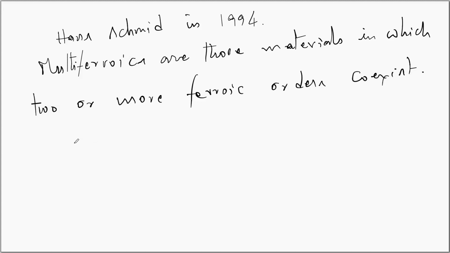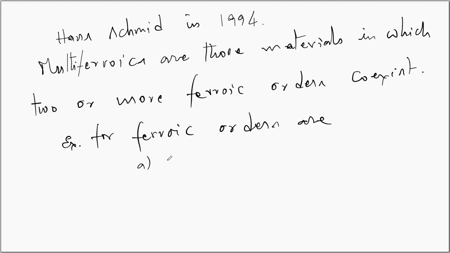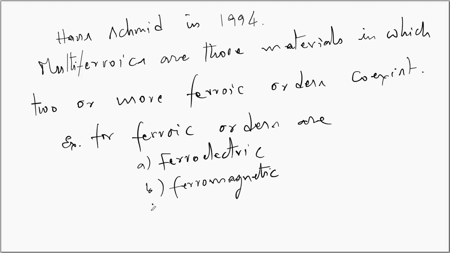The examples for the ferroic orders are ferroelectric, ferromagnetic, etc. So in general, in any material, if two or more ferroic orders coexist simultaneously, we call such material a multiferroic material. In multiferroics, both orders may be in a single phase.